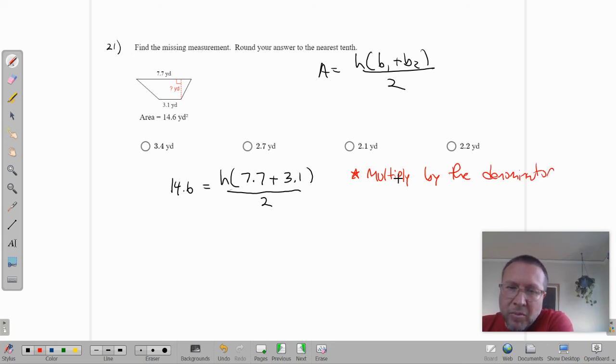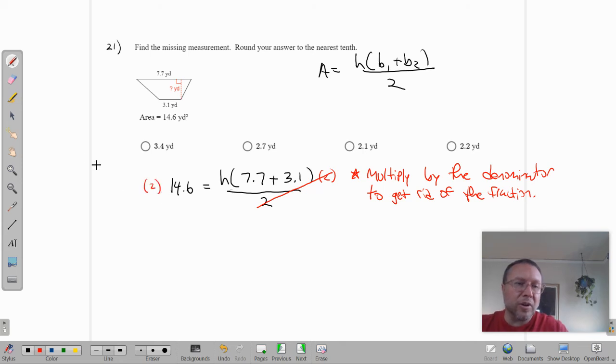So we're going to multiply by the denominator to get rid of the fraction. This is true anytime you've got a fraction and you don't want a fraction: just multiply by the denominator, whatever's on the bottom, because those two things cancel each other out, and now it's not a fraction anymore. And of course, what we do to one side, we have to do to the other side.